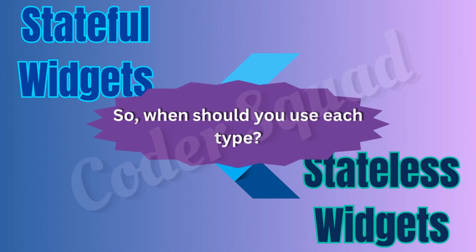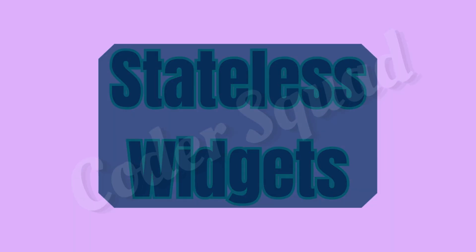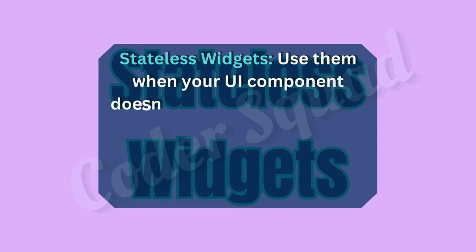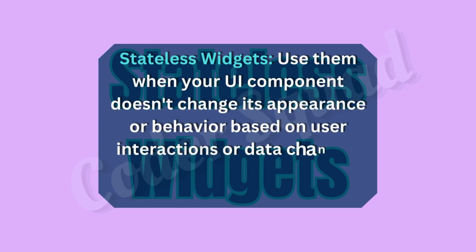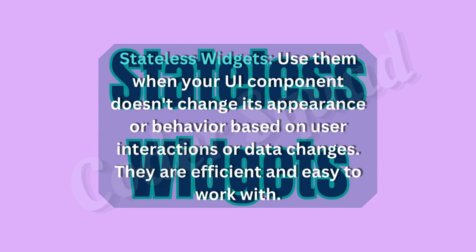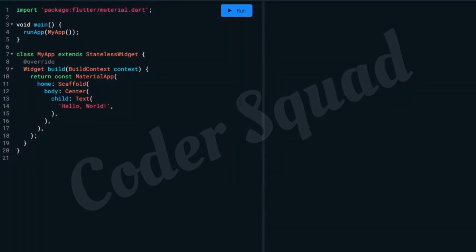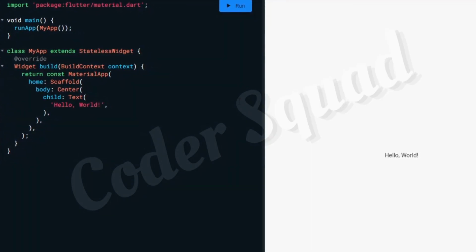So, when should you use each type? Stateless widgets. Use them when your UI component doesn't change its appearance or behavior based on user interactions or data changes. They are efficient and easy to work with. This is the code snippet of a stateless widget displaying a static text as the text did not change on user interaction.